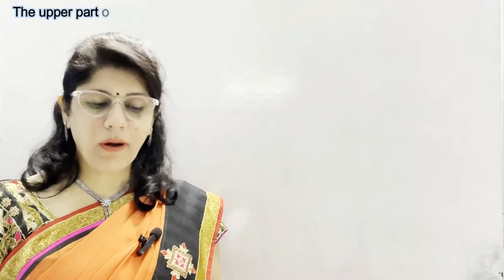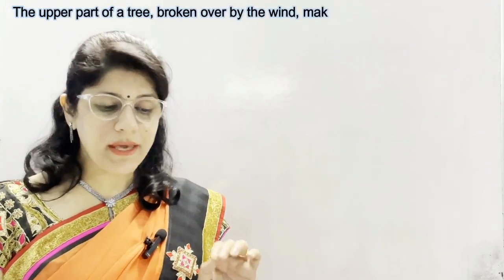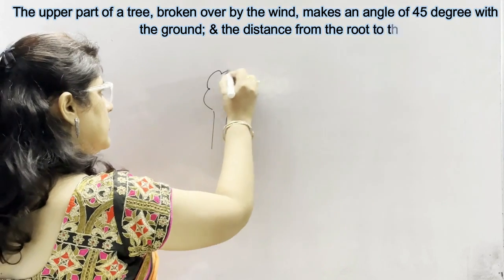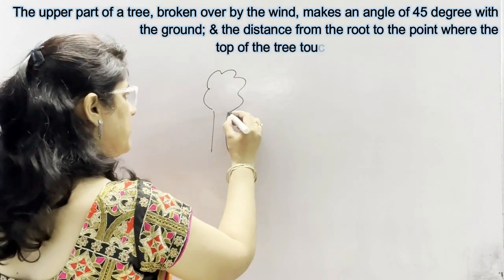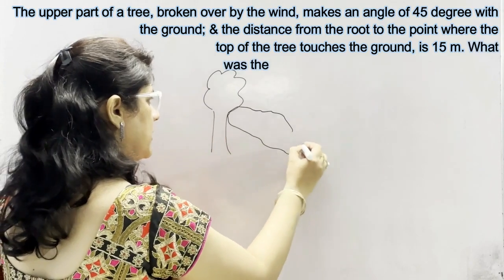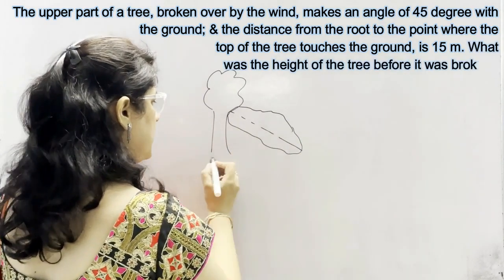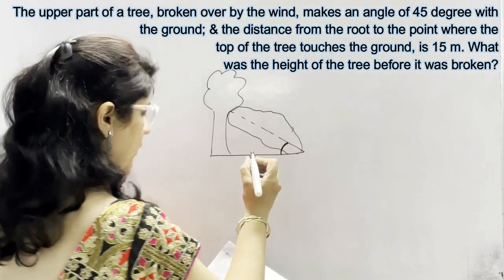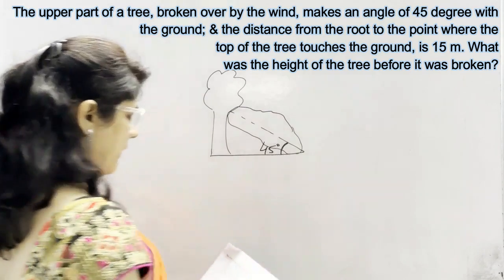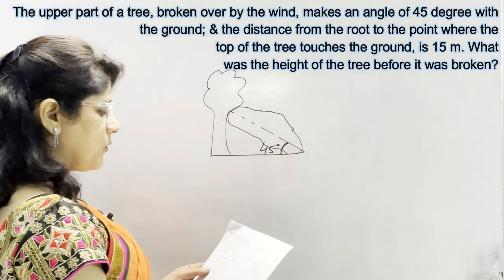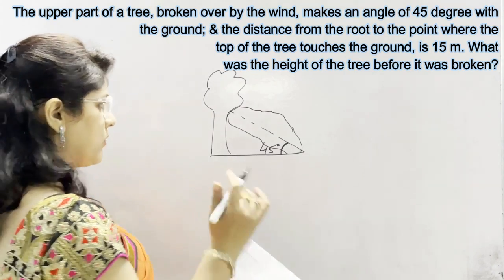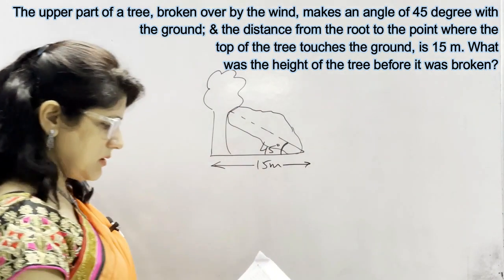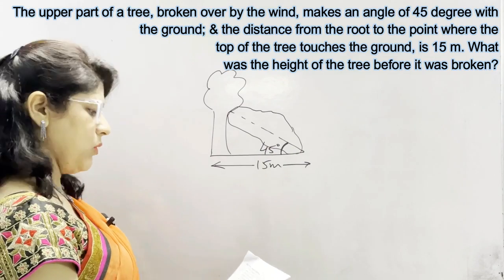Next question: the upper part of a tree broken over by the wind makes an angle of 45 degree with the ground. So this is our tree. After breaking, this tree touches the ground. So this is our triangle, making an angle of 45 degree with the ground. And the distance from the root to the point where the top of the tree touches the ground is 15 meter. It means this distance is given as 15 meter. What was the height of the tree before it was broken?